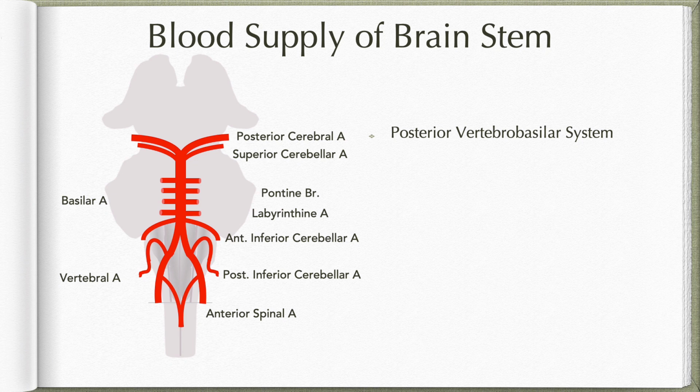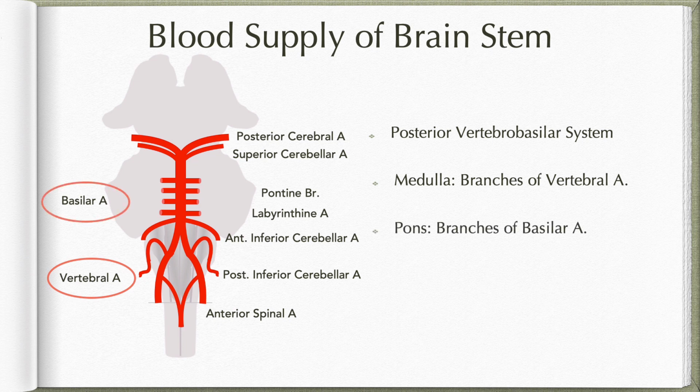Now coming to the blood supply of brainstem, medulla, which is the lowermost part of the brainstem, is supplied predominantly by the branches of vertebral artery. Pons, which is the middle part of the brainstem, is supplied predominantly by the branches of basilar artery. And midbrain, which is the uppermost part, is supplied predominantly by the branches of posterior cerebral artery.